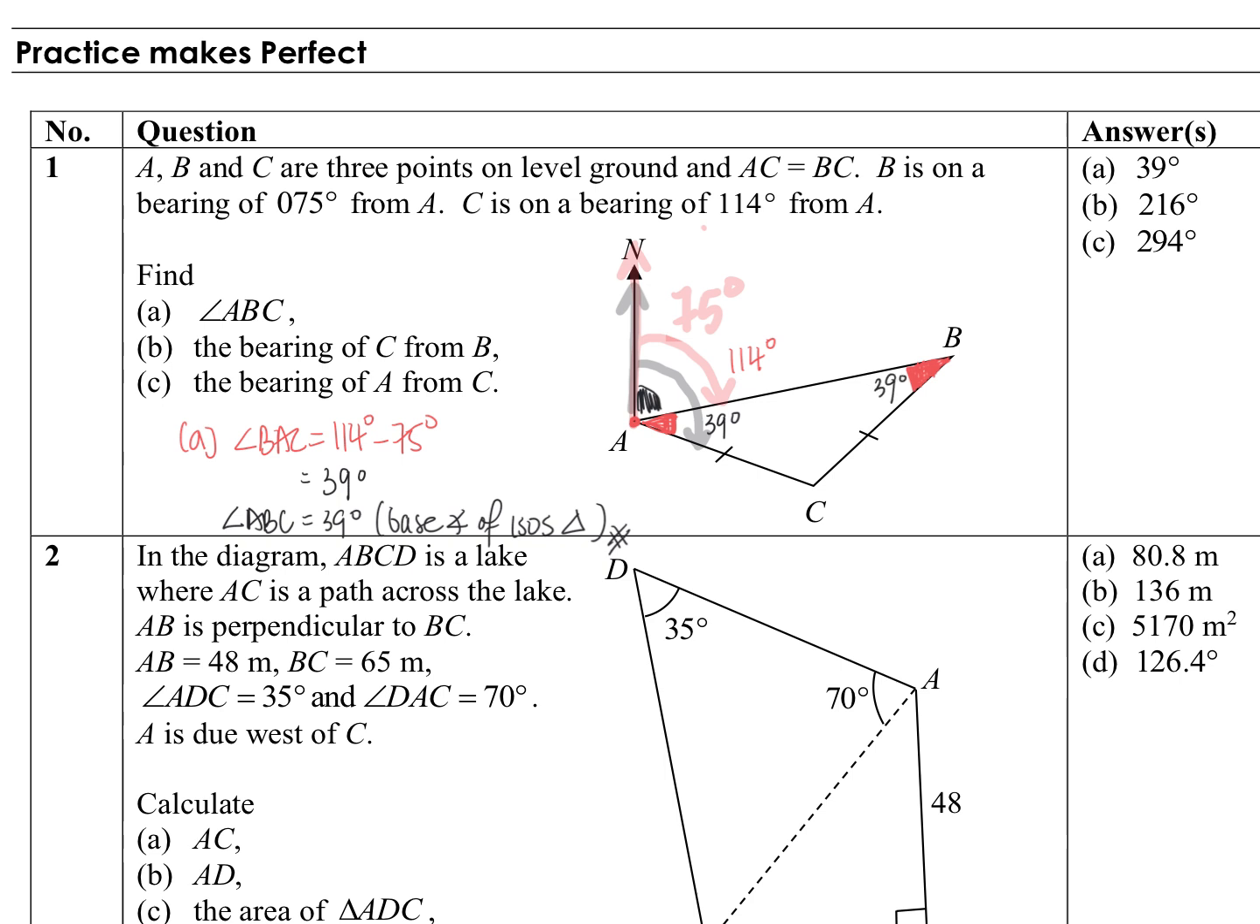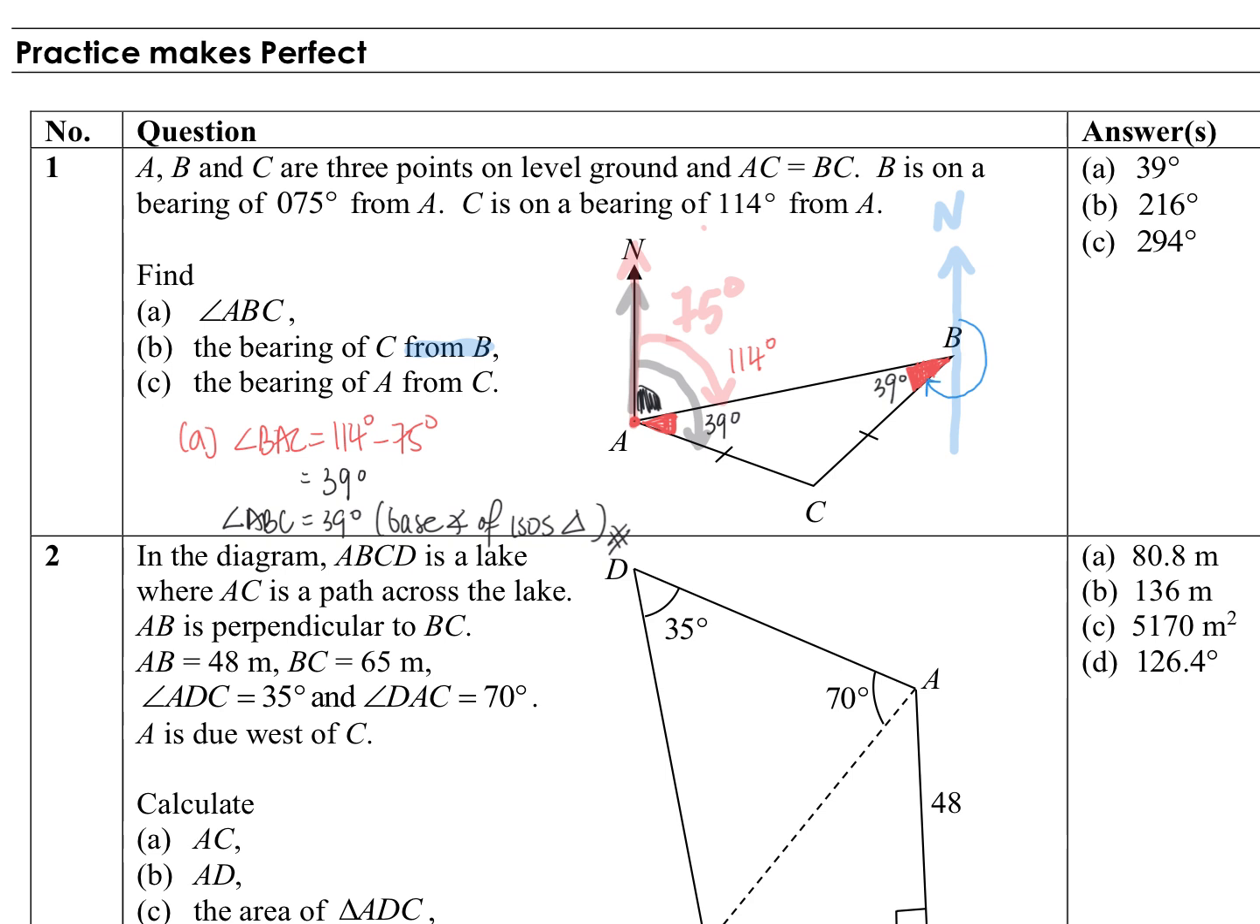We are done. Next, it says, can you find the bearing of C from B? So when they tell you from B, you go and put your North Pole at B. Draw it parallel to the North Pole you are given. Then turn until you hit C. So this is the angle they want you to find.